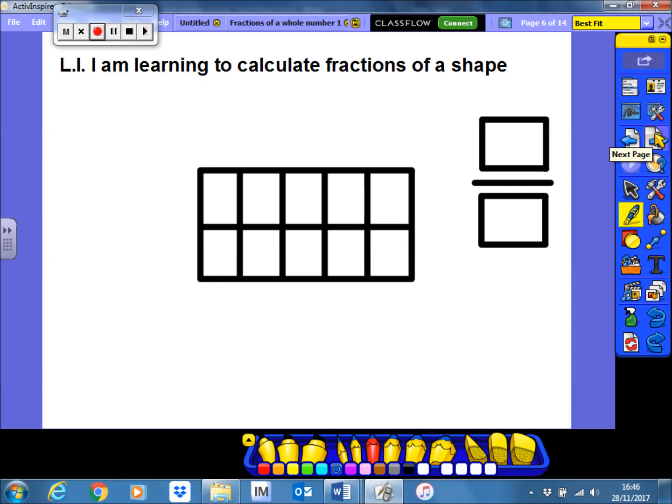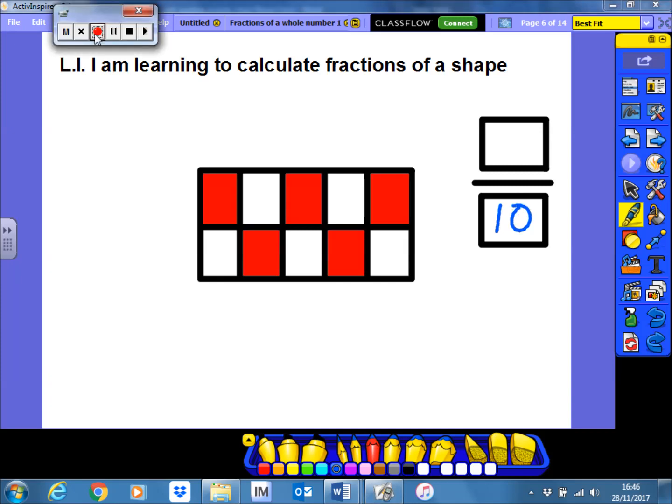This shape is split into tenths. So my denominator is 10. I've now shaded in 5 of those tenths. So I'll need to write a 5 in the numerator. So the total amount of my shape shaded is 5/10.